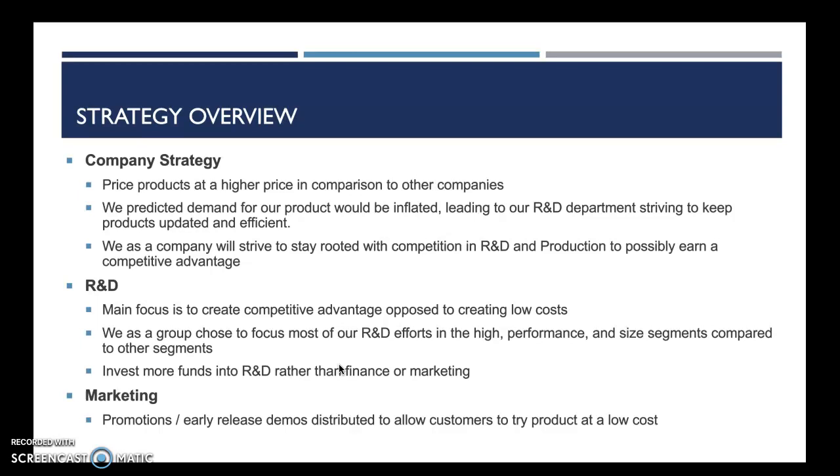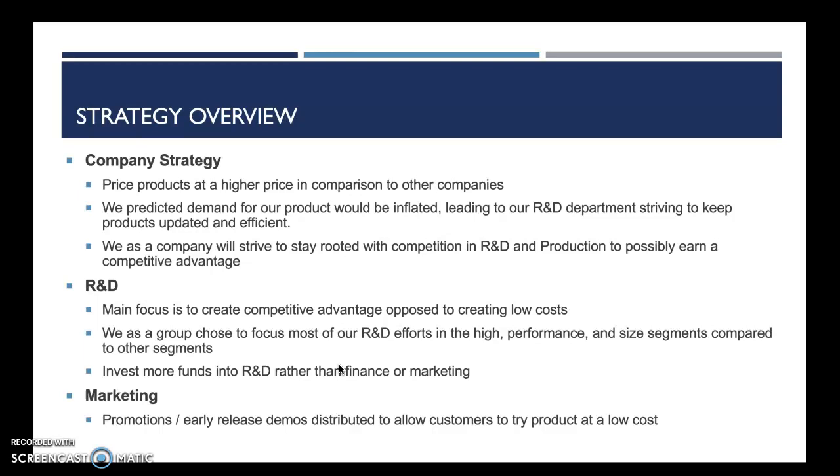As a company, we wanted to stay rooted with competition in the research and development team and production to possibly earn a competitive advantage in comparison to the other teams. Our research and development strategy was to have a focus on creating competitive advantage as opposed to creating low costs.